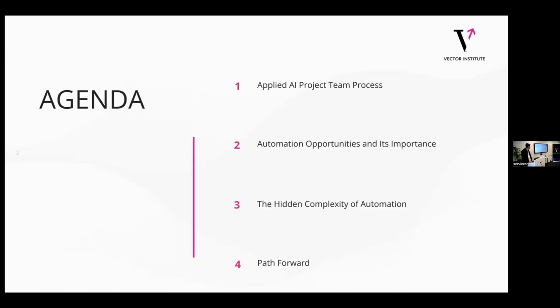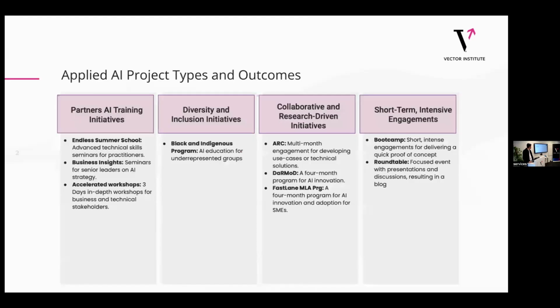In the agenda, I know that many people here are familiar with it, but I'm gonna first mention the Applied AI project team process that we have. Then I'm gonna talk about automation opportunities and the importance they can have in our process. Then I will talk about the hidden complexity of the automation. It might sound pretty simple and easy to do the automation, but there are some hidden complexities that we're not aware of, and it is worth mentioning. And then I will talk about the path forward and how, at least, I envision this process.